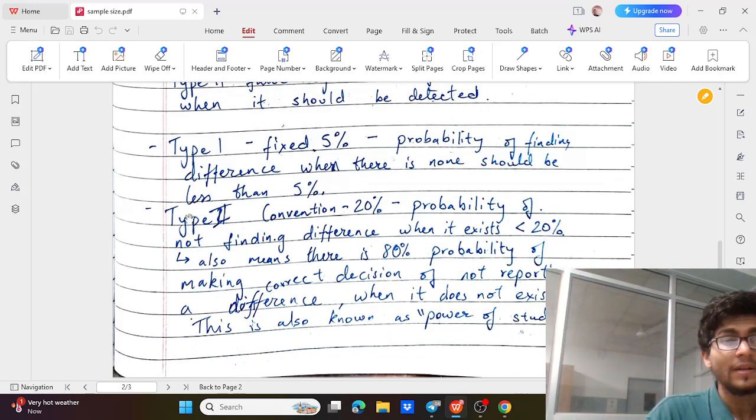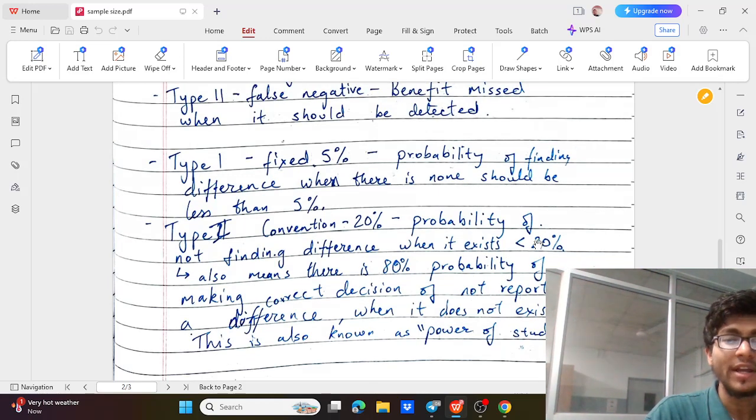ठीक है, और टाइप 2 को एक कन्वेंशन के हिसाब से 20% ले लिया जाता है कि probability of not finding difference when it exists वो 20% से कम होना चाहिए. ठीक है, मतलब छूटने का चांस, कोई अच्छा फाइंडिंग है, बेनिफिट हो रहा है किसी इंटरवेंशन से, तो वो मिस हो जाए हमारी स्टडी में, उसका चांस 20% से कम होना चाहिए. ठीक है, ऑल्दो ये थोड़ा सा मतलब मेरे को गैप लगता है कि ये हम 20% छोड़ रहे हैं और यहाँ पे 5% ले रहे हैं, तो गैप है 15 का. बट ठीक है, जैसा भी स्टडी चलती आ रही है उसको समझ लेते हैं.